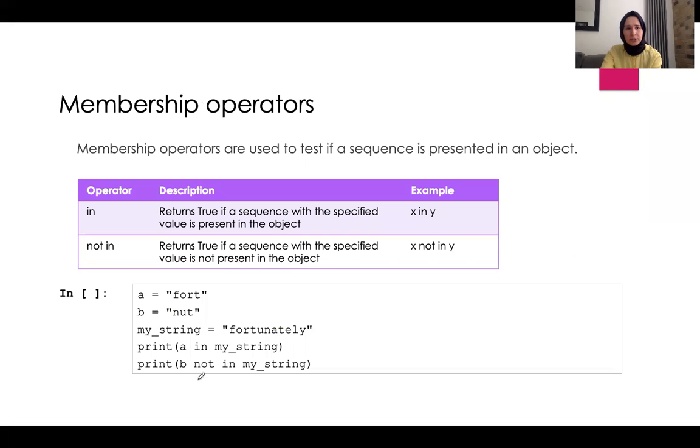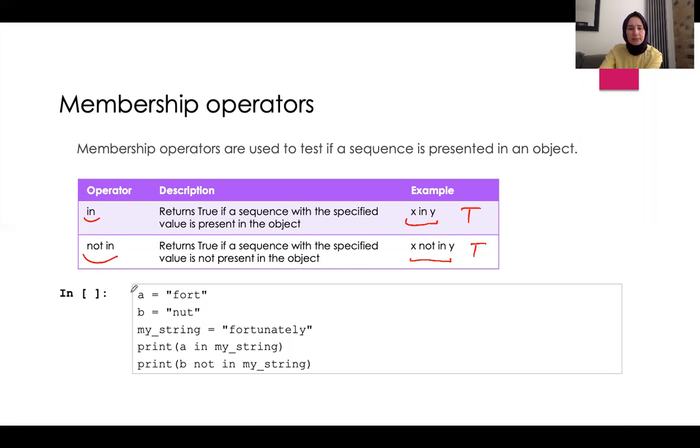And then there are membership operators, and they are used to test if a sequence is present in an object. They are in and not in. In returns true if a sequence with a specified value is present in the object. So for example, when we say x in y, if x is in y, then this will produce true. Not in returns true if a sequence with specified values is not present in the object. x not in y will produce true if x is not in y.